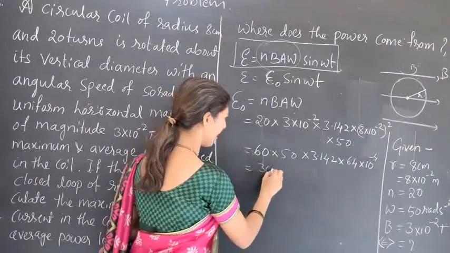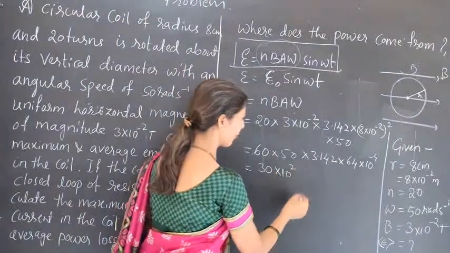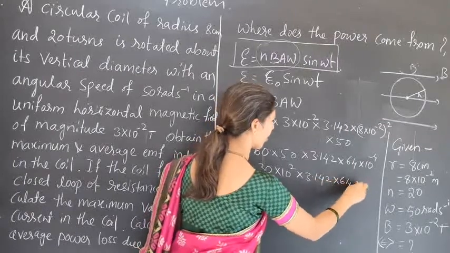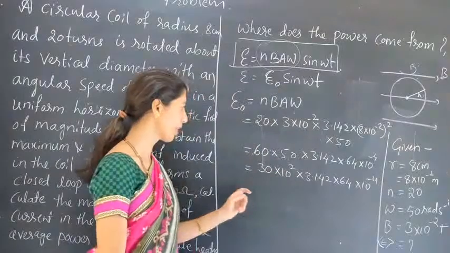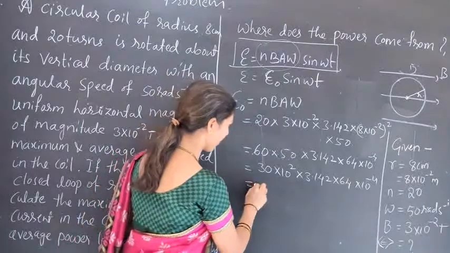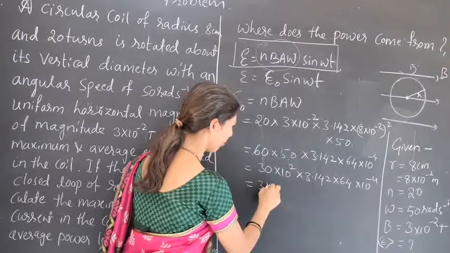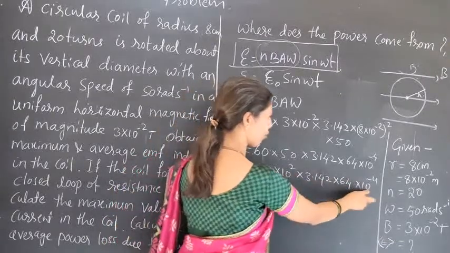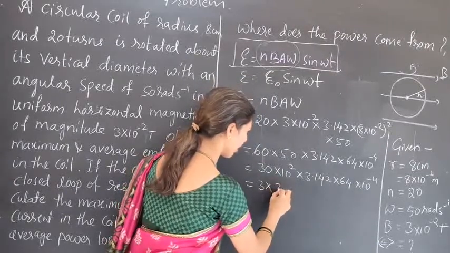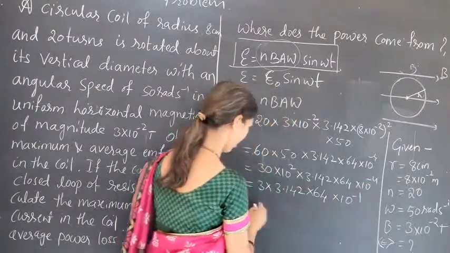5s are 30 into 10 raised to 2, into 3.142 into 64 into 10 raised to minus 4. So 10 raised to plus 2 and 10 raised to minus 4 is 10 raised to minus 2. And again 30 is there, so 10 raised to 3 into 10 raised to 3 into 10 raised to minus 4 is 10 raised to minus 1. It remains 3 into 3.142 into 64 into 10 raised to minus 1.